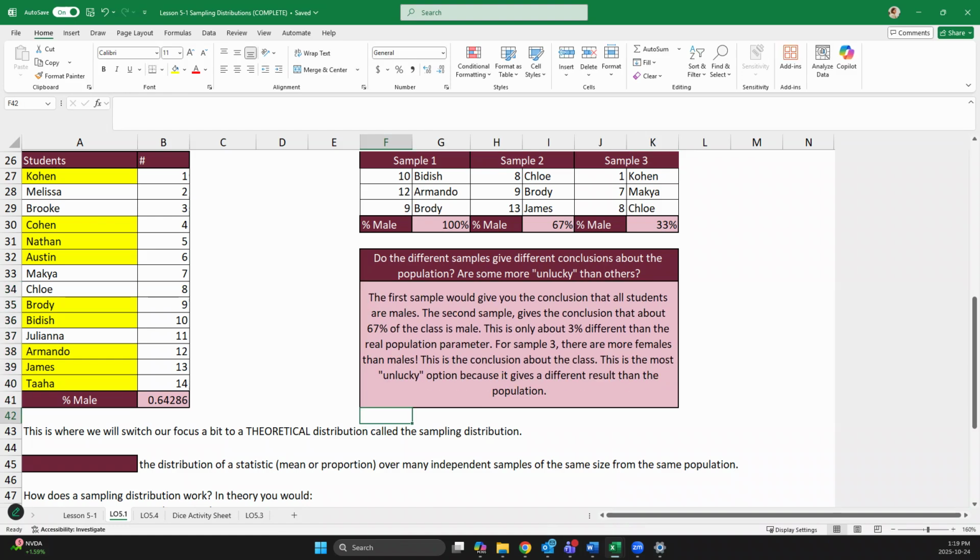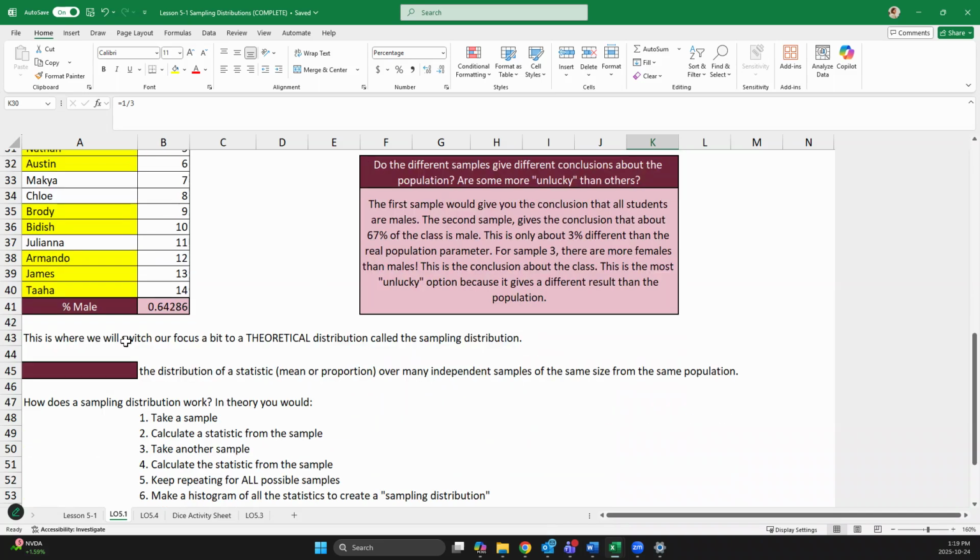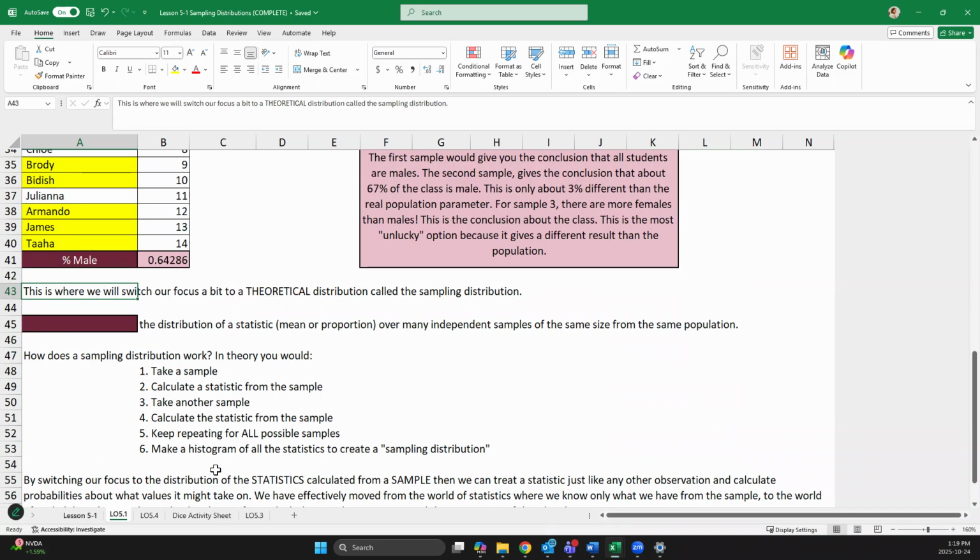So the reason that I did this little activity just with a list of classes is because even with our small group of students, different random samples can give you different results. And in real life, you usually do not know the percent for the whole population. All you have is your sample value. So how are you supposed to know if your sample value is right or not? This is where we're going to switch our focus a little bit to what we define as the sampling distribution.